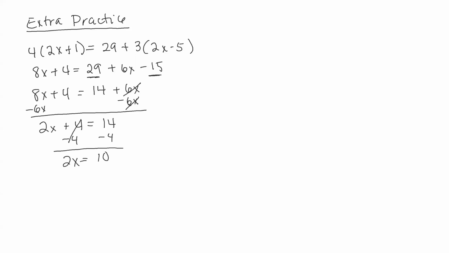We're at the point where we want to isolate the variable and solve. So I need to undo the multiplication of 2x and 10. So the way I would do that is divide by 2 on both sides. 2 divided by 2 is 1. We'll get lazy sometimes and say they cancel, but really 2 divided by 2 is 1. 1 times x is x. 10 divided by 2 is 5.